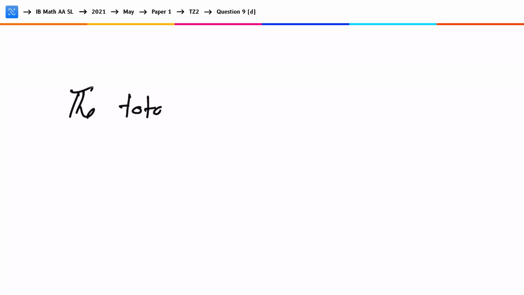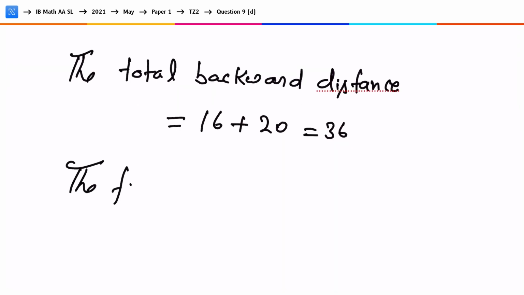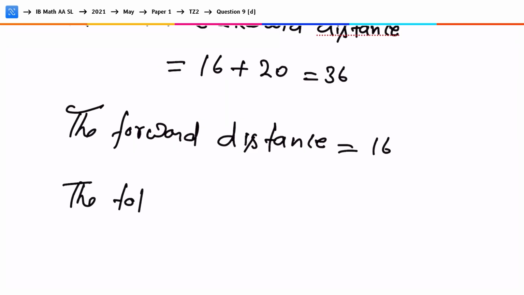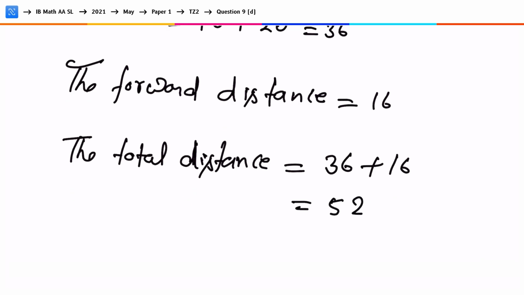We calculate the total backward distance. The total backward distance is equal to 16 plus 20, which equals 36. The forward distance is equal to 16. Finally, the total distance is equal to 36 plus 16, which equals 52. And that is our final answer.